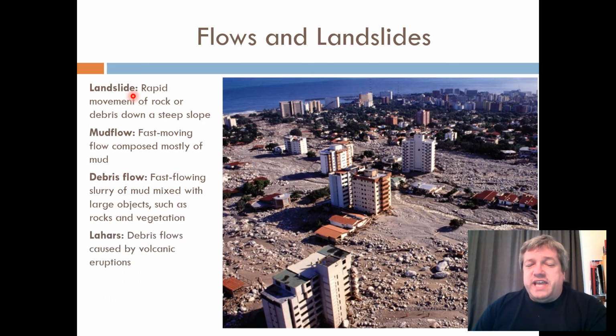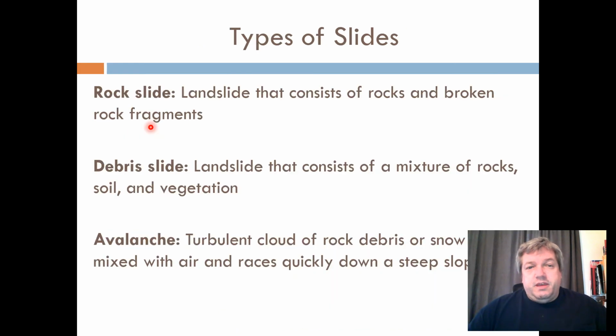Lahars we talked about. These are volcanic in nature. So a volcano will erupt, and the heat from the eruption melts any ice on top of the mountain and causes it to flow down. So again, a lahar is nothing more than a volcanically caused landslide.